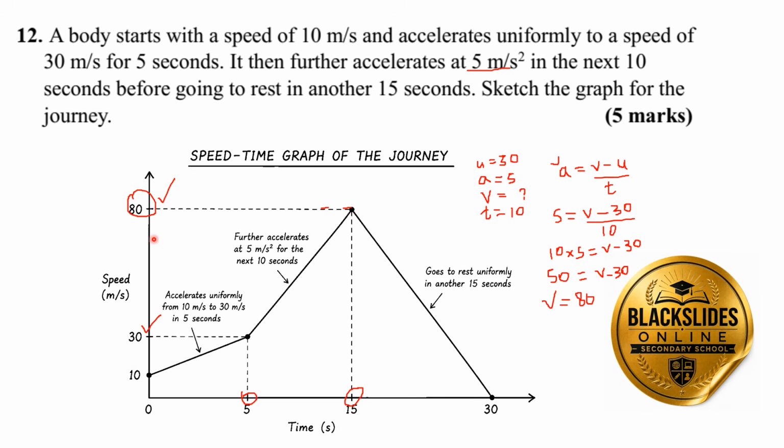That's the sketch. This is the sketch. So you have 5 max, starting from here, 1, 2, 3, then 4, then going back to rest. That's 5 max altogether.